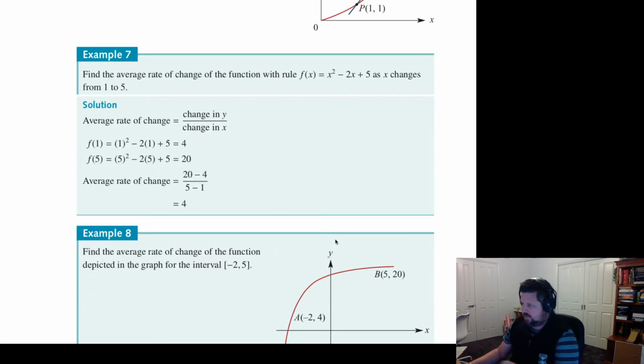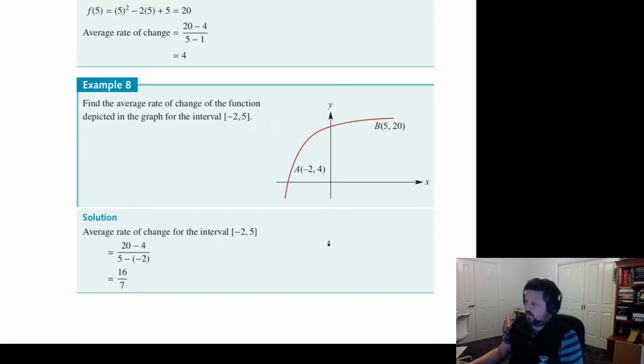The second last one I want to speak about is again finding the average rate of change of this particular function, and it's between -2 and 5. So the good news is they've given us the coordinates of a and b. We'd need to find out the gradient of the secant between those 2 points, a and b, and again it's going to be the average rate of change between those 2 spots. It's going to be 20 take away 4 divided by 5 take away -2.